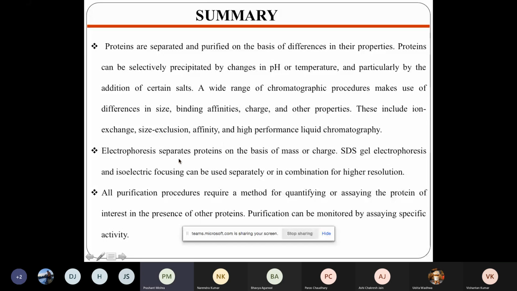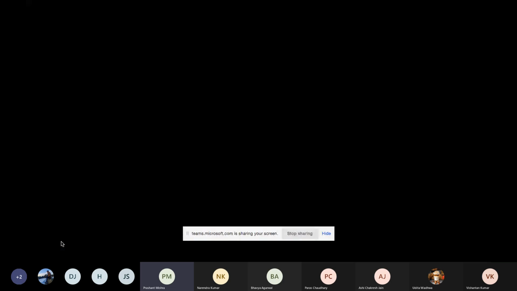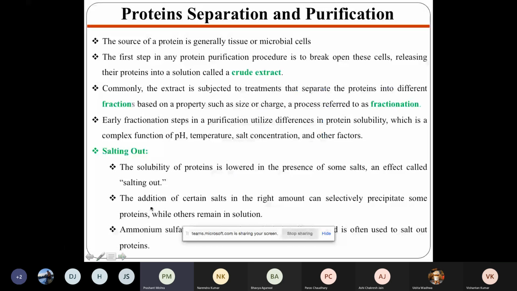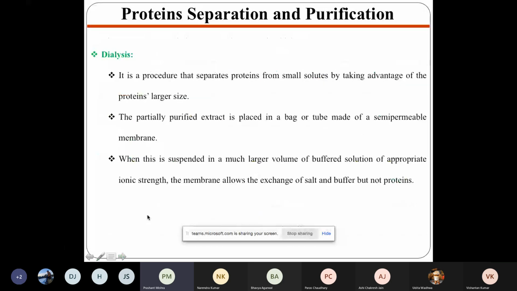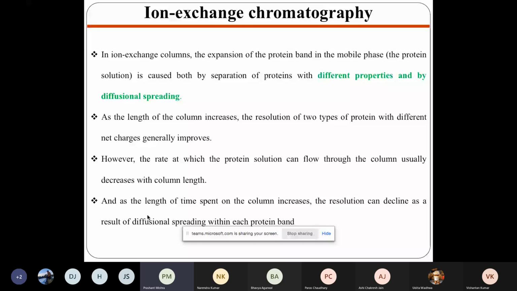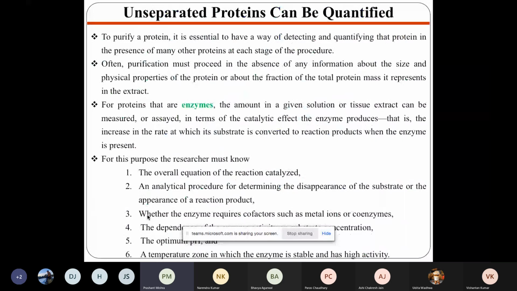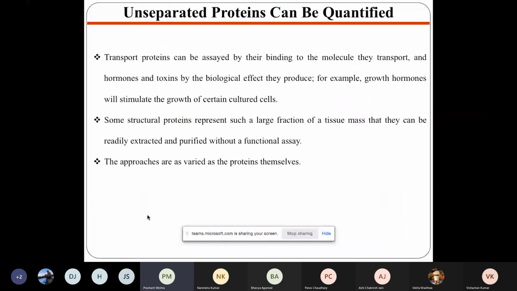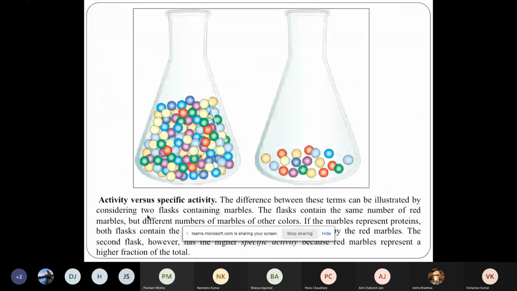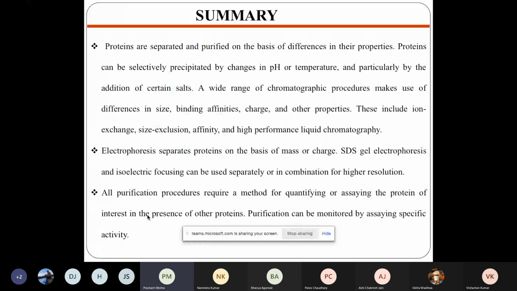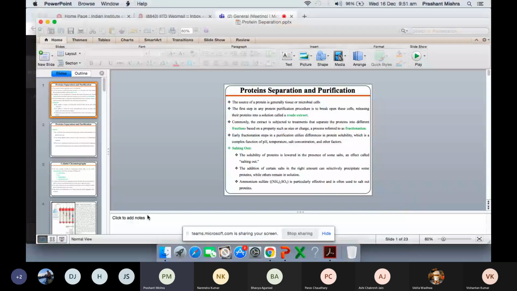Electrophoresis can be used for separating proteins on the basis of mass or charge, and SDS electrophoresis and isoelectric focusing are very important for protein separation. Not only that, you can keep getting exact knowledge of whether your protein is getting separated or not. All the procedures require methods for quantifying, and you have learned how enzymes can be assayed and quantified. And with this, I'm through with this class.